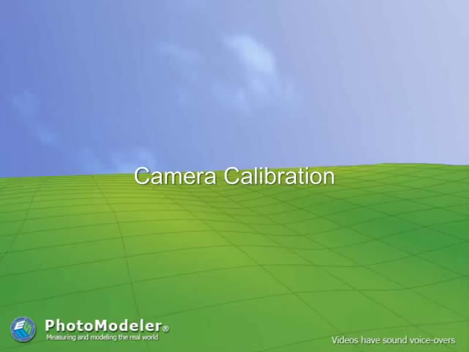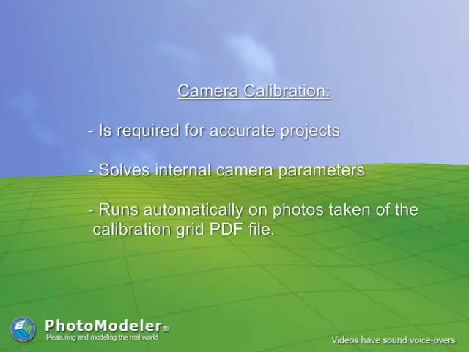Welcome to the PhotoModeler calibration tutorial. Camera calibration is important for achieving accurate results in PhotoModeler. The purpose of camera calibration is to determine the values, such as focal length and lens distortion, for your particular camera. Calibrating a camera in PhotoModeler involves a few simple steps.